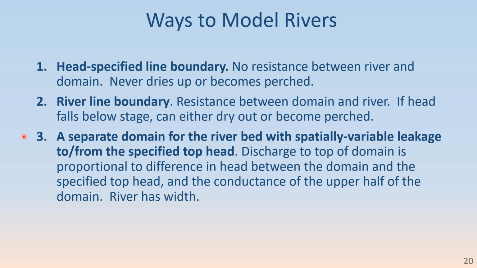The third option uses an area source or sink, a spatially variable area sink, to simulate discharge to and from the top of the domain based on the head difference between the domain's head and a specified top head and the conductance of the upper half of the domain. We'll get into this in a little greater depth when we get to the video about top and bottom conditions.